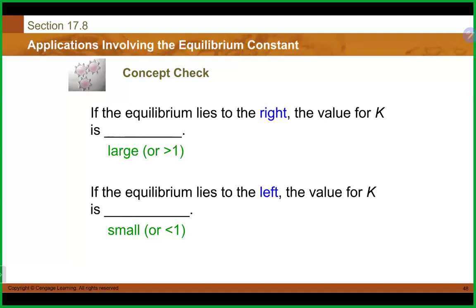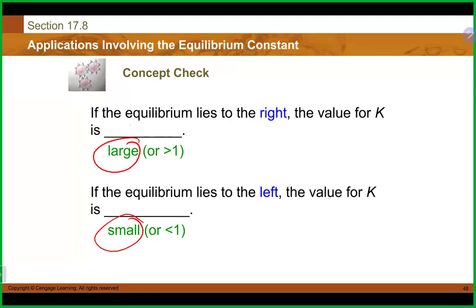So if the equilibrium lies to the right, the value of K would be large in this case. Again, that's going to tell us we have more products than reactants. And it would be small if it went to the left. Again, that would be really small.